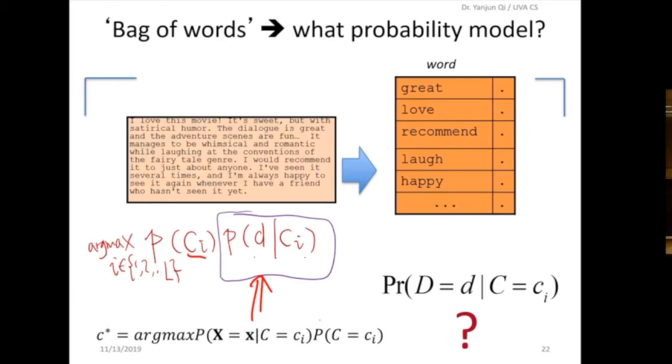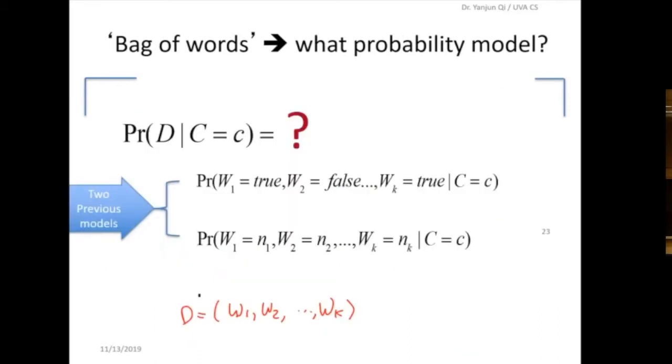Then how do you represent this? Because we always know how to represent P(c_i), that prior probability, which is very easy to estimate. It's just a count of a specific class over all the possible occurrences. There are two different ways of representing this, which is related to the bag-of-words representation we just reviewed.